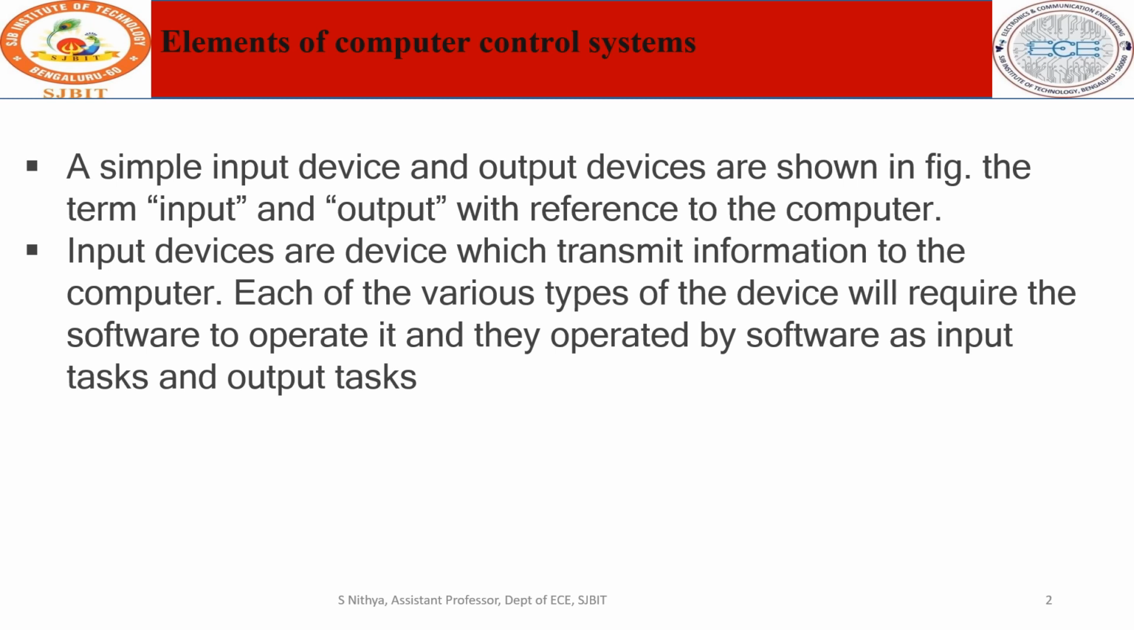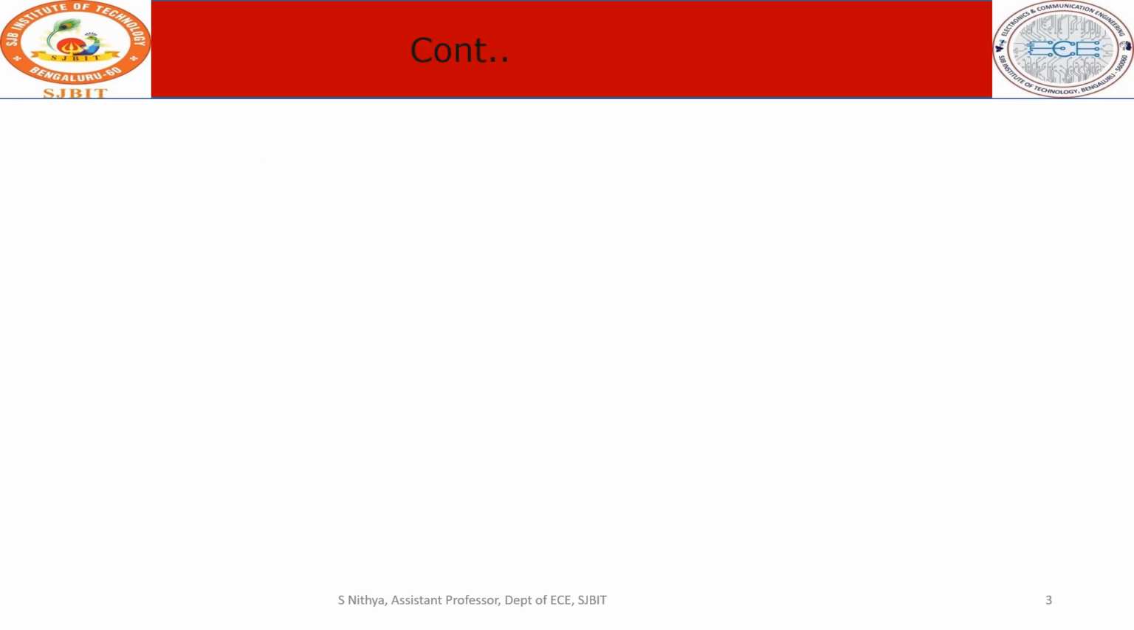The input devices are devices which transmit information to the computer. Each of the various types of devices requires software to operate it, and they are operated by the software as an input task and an output task. I'll show you what devices will be connected. First I'll show how the control system operates in the actual controlling application. This is my plant.